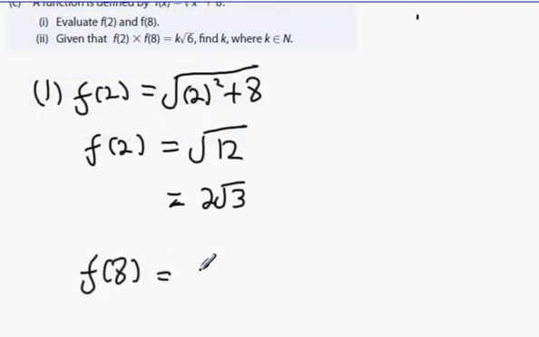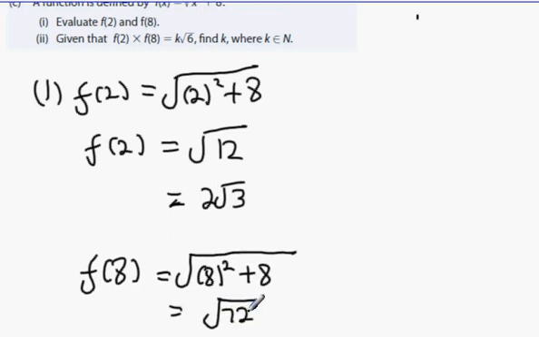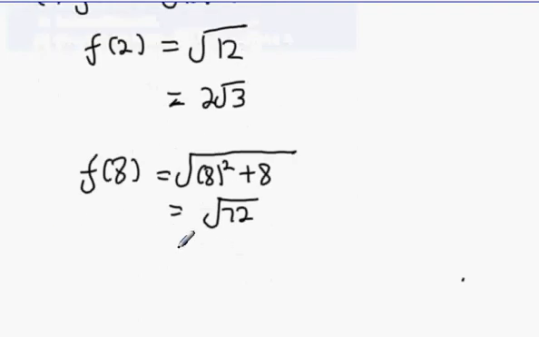Now, let's do f of 8. f of 8 is the square root of 8 squared plus 8. It's root 72. And if I know this one off by heart, I think it's 6 root 2. Is it 6 root 2? Okay, put that in your calc. Is it actually 6 root 2? Yes, it is. 6 root 2, okay? So f of 2 is 2 root 3, f of 8 is 6 root 2.